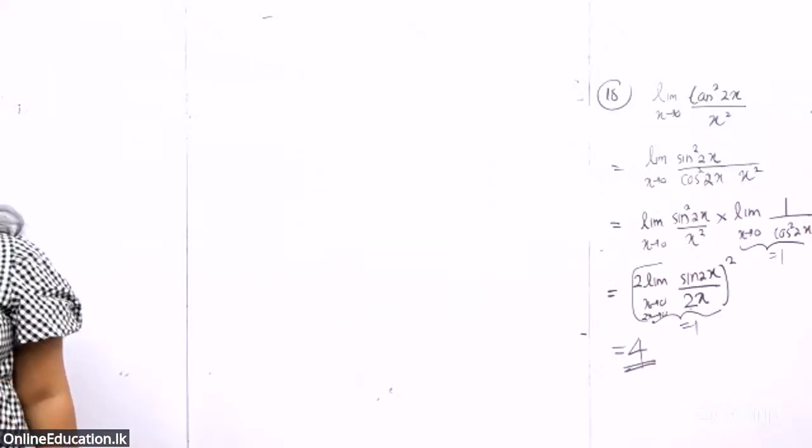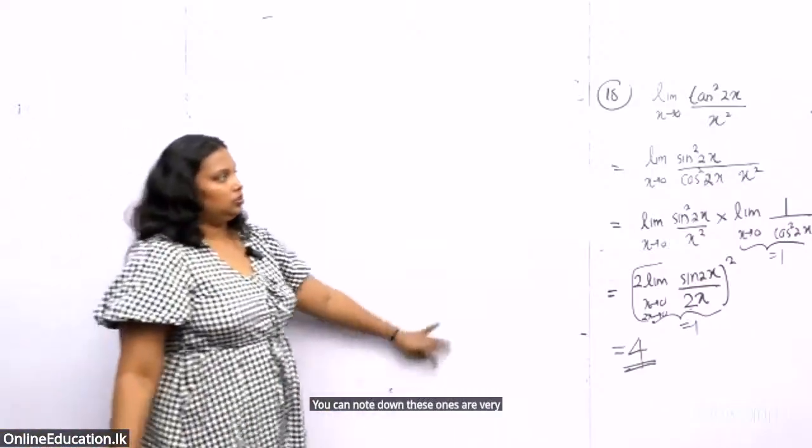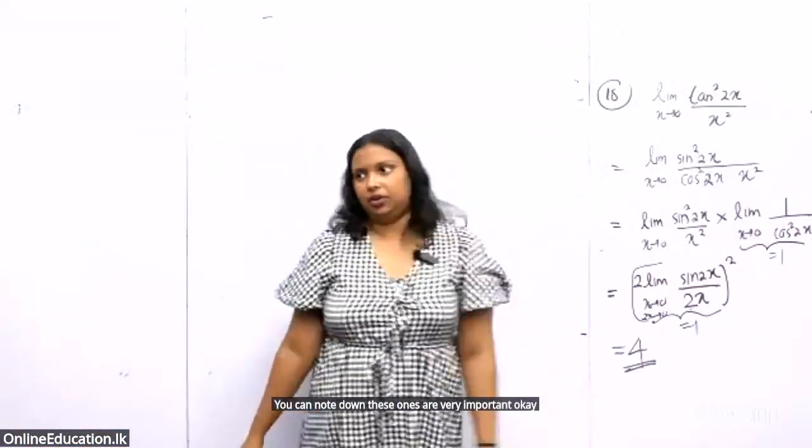You can note down these ones are very important. And it is tan. How can we solve it?